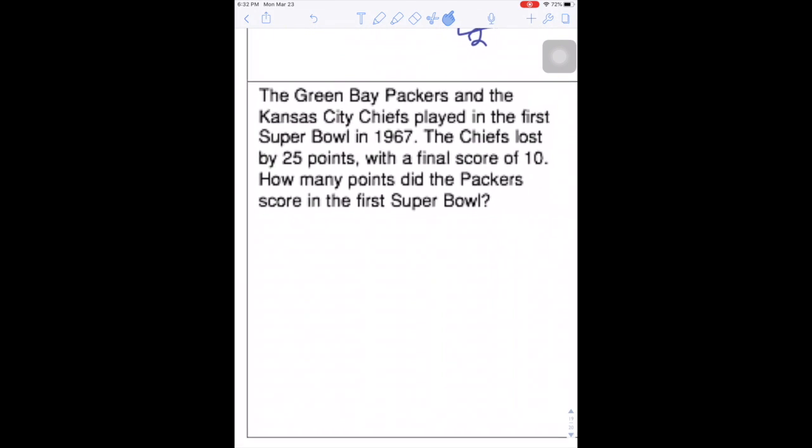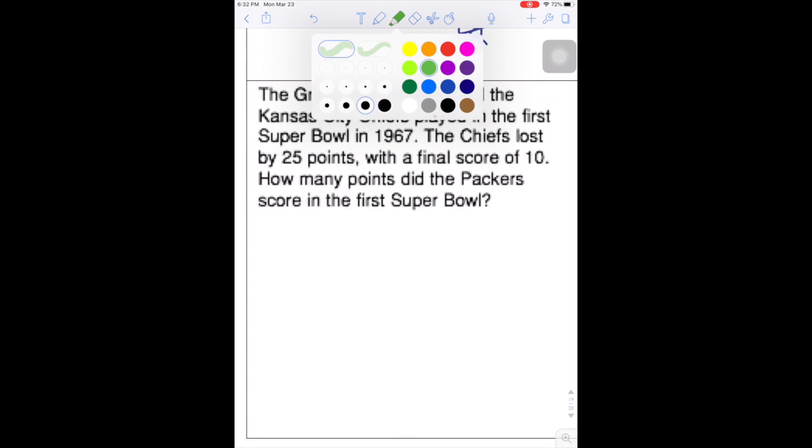All right, our third one. The Green Bay Packers. I know. You guys can boo right now. That's okay.